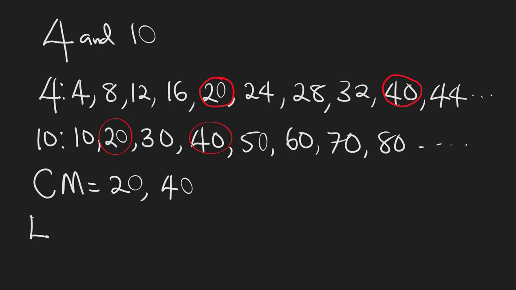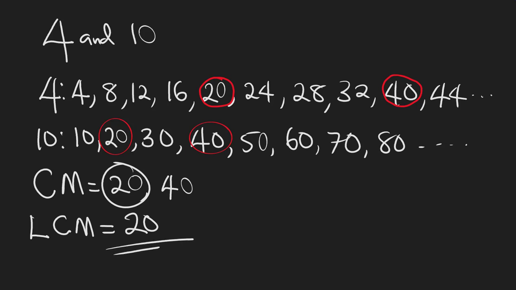So the lowest common multiple of 4 and 10 is 20, because 20 is the lowest or the least among the common multiples. So this is the lowest common multiple. Alright, another example is to find the multiples, the common multiples, and the lowest common multiple of 4 and 6.